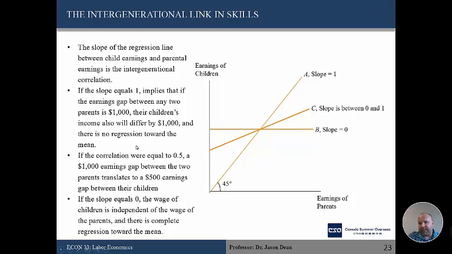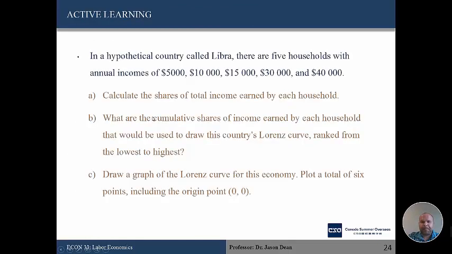However, if the correlation were equal to 0.5, somewhere between 0 and 1, then a $1,000 earnings gap between the two parents translates into a $500 earnings gap between their children. And if the slope equals 0, the wage of children is independent of the wage of parents, and there would be complete regression towards the mean.